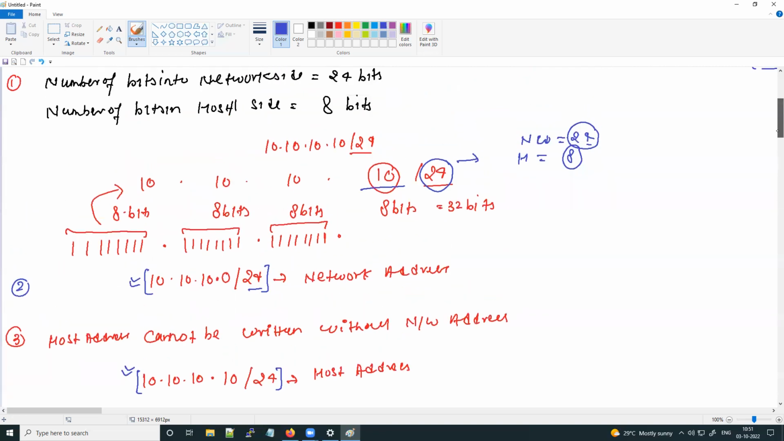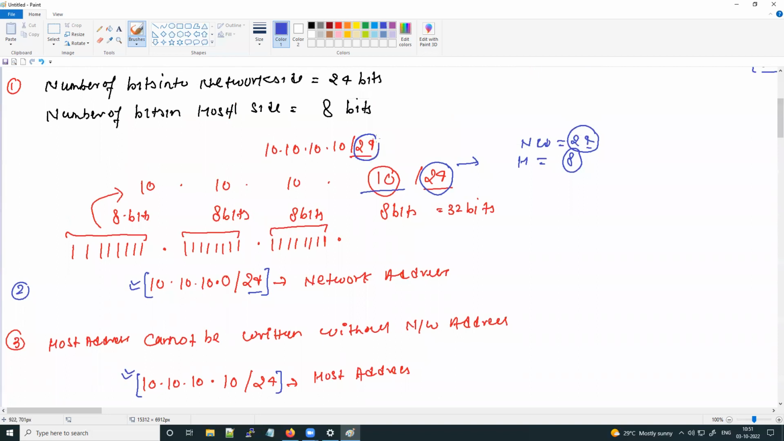And this tells the number of bits on the network side. 24 bits on the network side means 8 bits on the host side, because in total we have 32. If 24 bits are on the network side out of 32, then 8 bits will go into the host side.